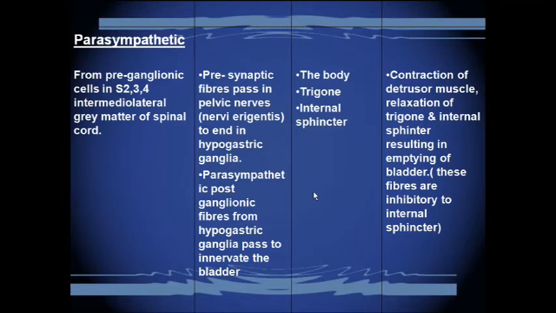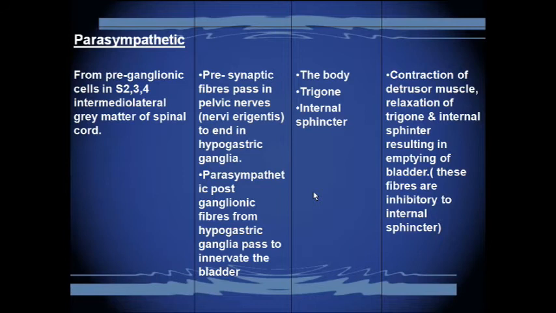While parasympathetic preganglionic fibers are in S2, 3, 4, and they pass in the pelvic nerve, nervi erigentes, to end in the hypogastric ganglion, and then subsequently from there they innervate the bladder. So this also supplies body, trigone and internal sphincter. What is the action when parasympathetic gets stimulated? It's contraction of the detrusor and relaxation of the internal sphincter, resulting in emptying of the bladder. So sympathetic stimulation will keep the urine retained, while parasympathetic stimulation will help in emptying of the bladder.